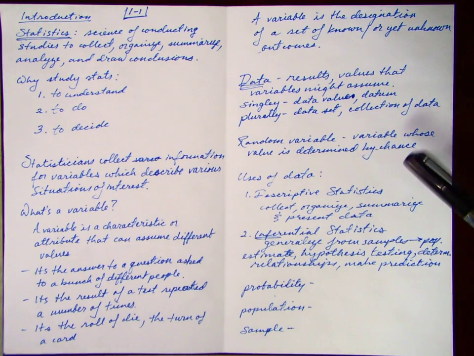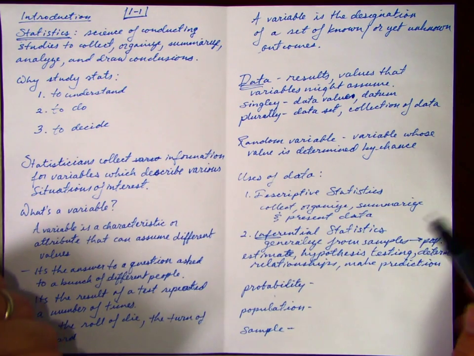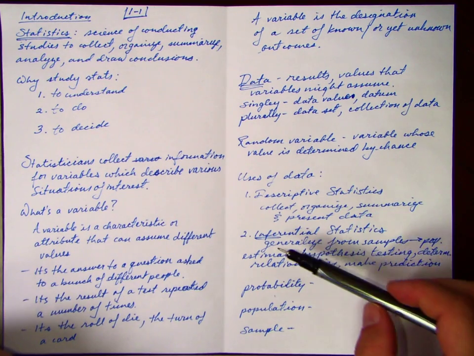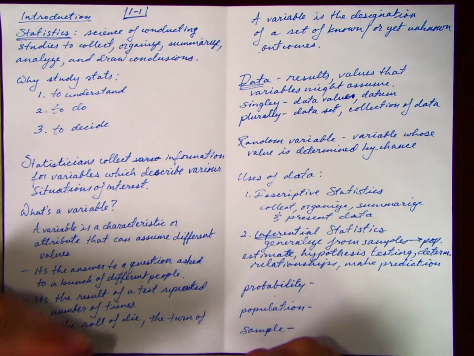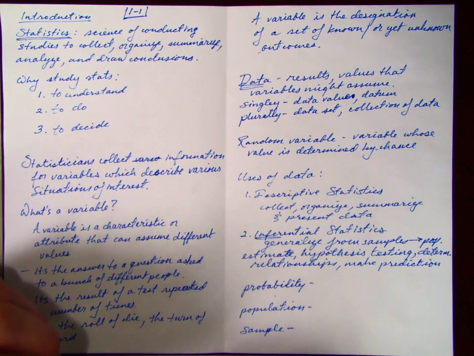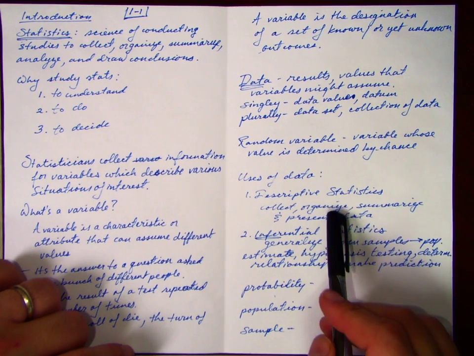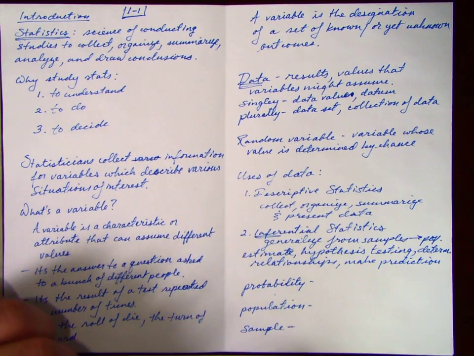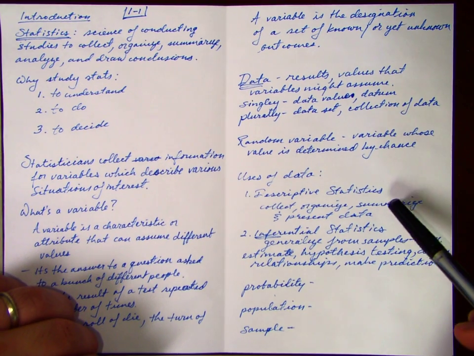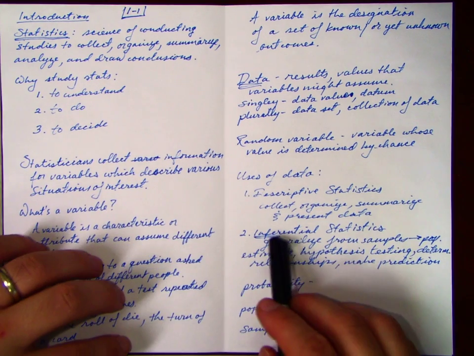Okay, uses of data. We have two uses of data. One is descriptive statistics, and the other one is inferential statistics. Descriptive statistics merely describe. In descriptive statistics, we collect, organize, summarize, and present data. That's like chapters 2 and 3 in your book, and little bits and pieces elsewhere.